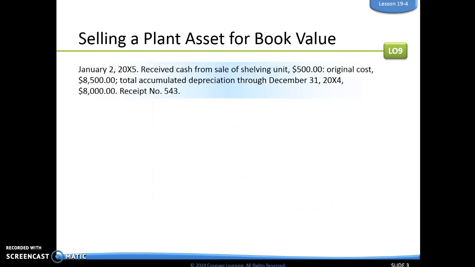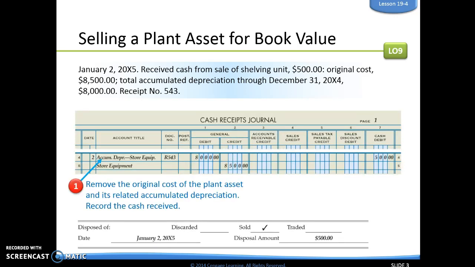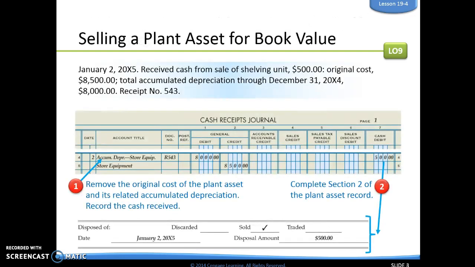So on January 2nd, year 5, we received cash from sale of a shelving unit, $500. The original cost was $8,500. The total accumulated depreciation through December 31st of year 4 was $8,000, receipt 543. So we're receiving cash. We're going to go into our cash receipts journal. We're going to debit cash for $500. We're going to debit our accumulated depreciation of $8,000, and we're going to get rid of that store equipment for $8,500. We're going to credit that. So when we add our two debits together, that will equal our one credit.